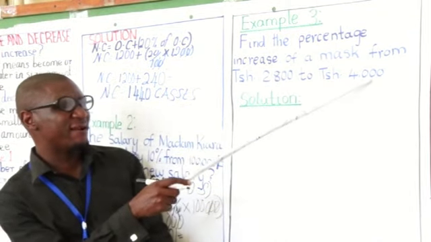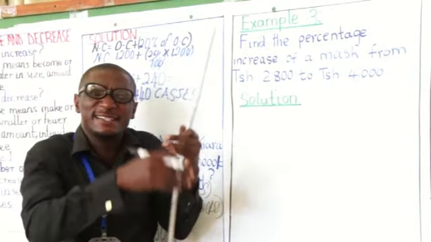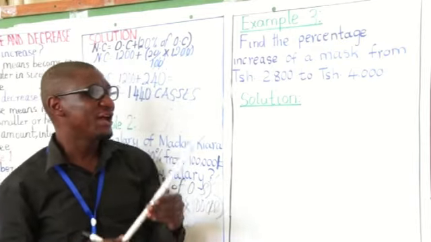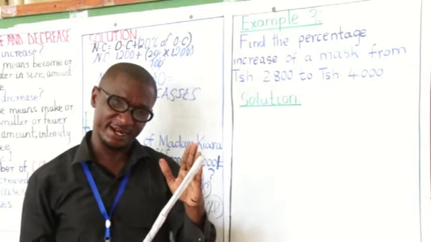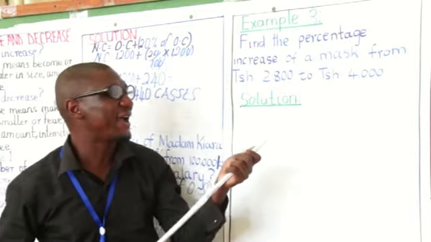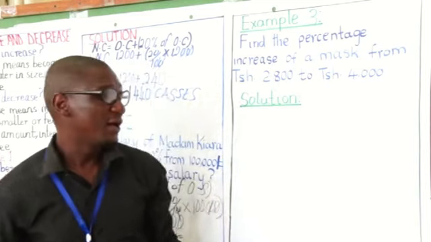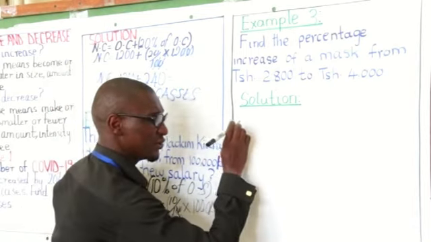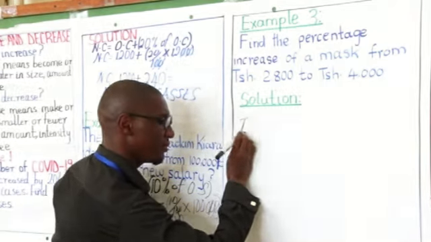You can see 4,000 is a little bit higher than 2,800 by a certain amount, which we don't know yet. To find the percentage, either increase or decrease, and here we are finding percentage increase, first of all let us find what was increased. What is an increase? Let's write here: an increase.